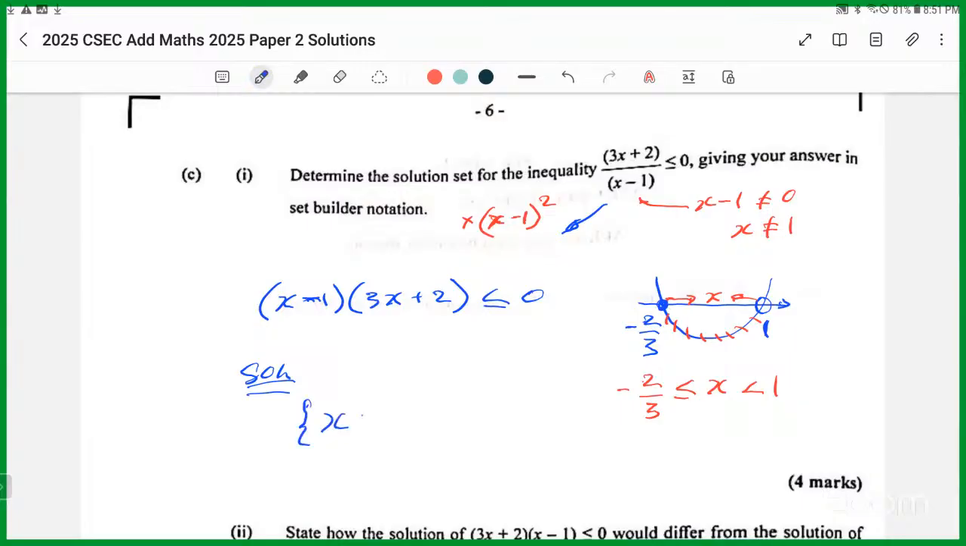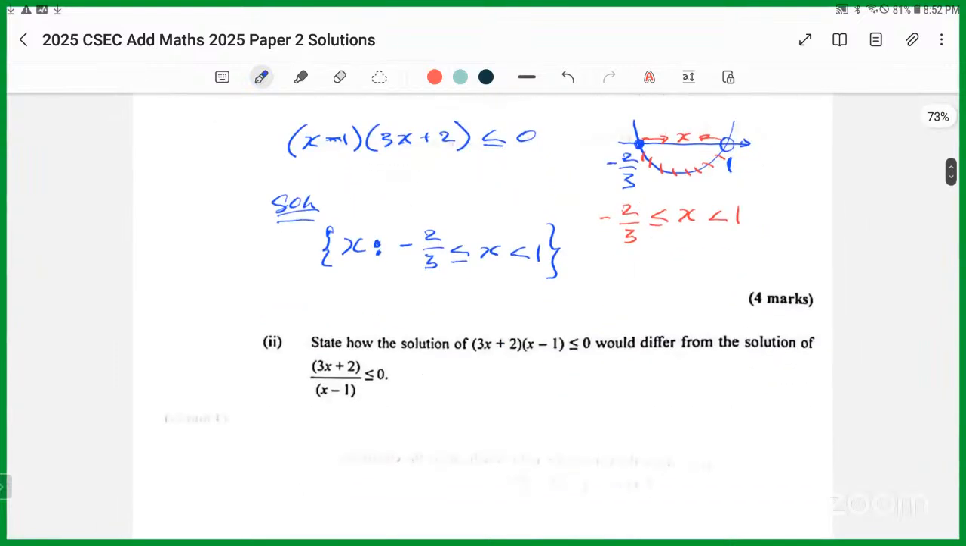You can say x is such that, and let's write about this inequality. x is such that it is between negative 2/3 and 1, inclusive of the 2/3, but not inclusive of the 1. Remember, you cannot put the equal on the 1, and that is given from here. So we're going to put minus 2/3 is less than or equal to x, then x is less than 1. That's your set builder solution. All right, that is that.